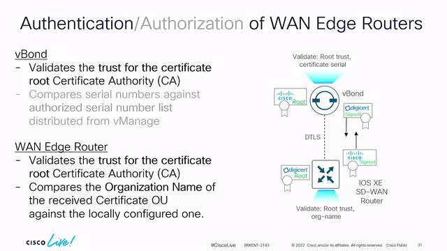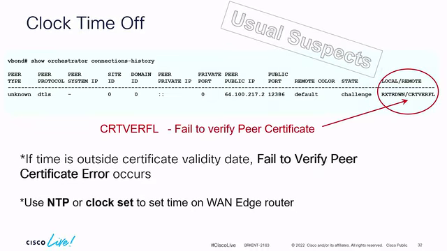And so, where are the usual suspects in relationship to authentication and authorization, right? There are times I've had the clock time be off on one of my WAN Edge devices, so that it falls outside the validity of the certificate. And when that happens, you can run the show orchestrator connections history command and see a fail to verify peer certificate error. So basically the validation fails, right?